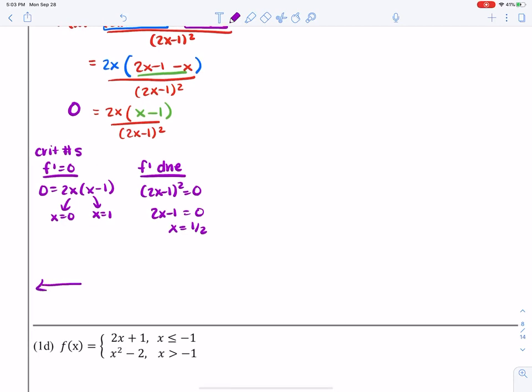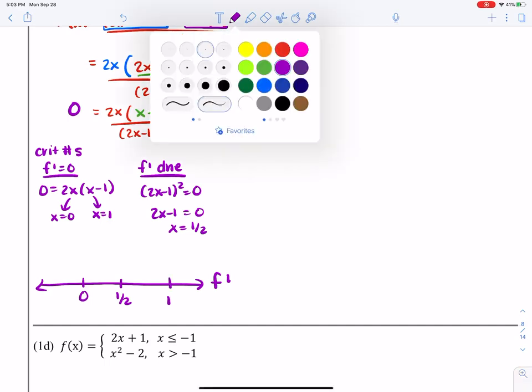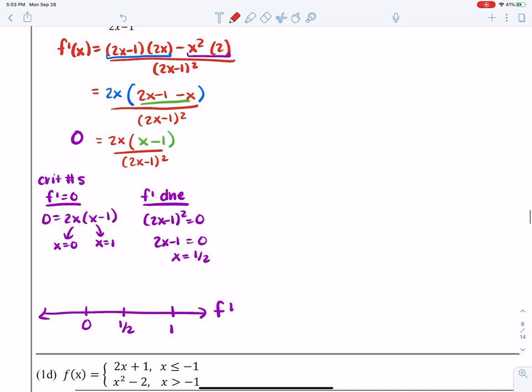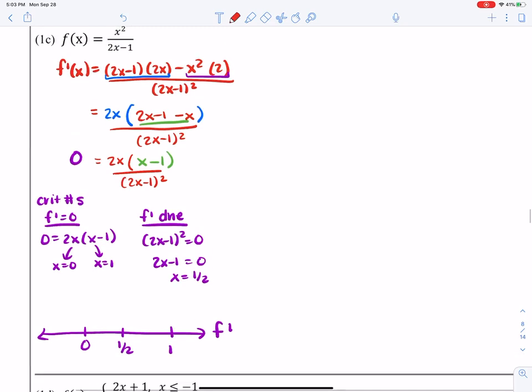So we're going to make our number line. Label your number line. We're going to put 0, 1/2, and 1 on this number line. Now, I actually want you to press pause, and I want you to plug into your derivative. Remember, you're plugging into your derivative. So the easiest form is obviously this guy right here to plug it into. And so pick some numbers in each one of these spots, here, here, here, and here, and plug in.